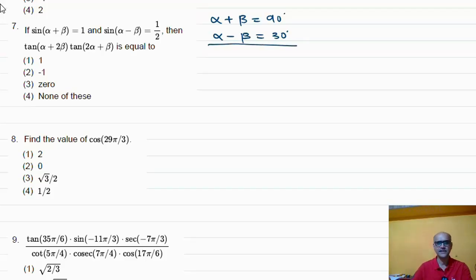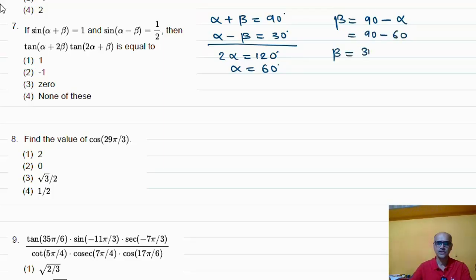So after solving, beta cancels, 2 alpha is equal to 120, therefore alpha is equal to 60. Substituting in the first equation, beta is equal to 90 minus alpha, so 90 minus 60, you will get beta is equal to 30 degrees. Now you substitute those values in this expression.